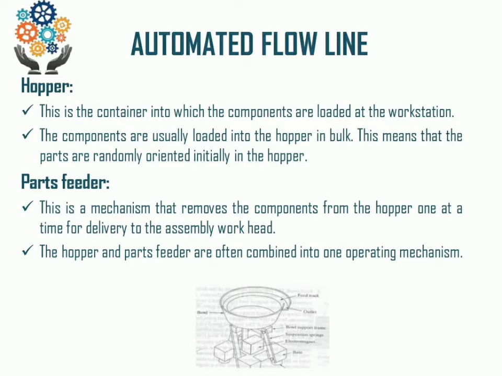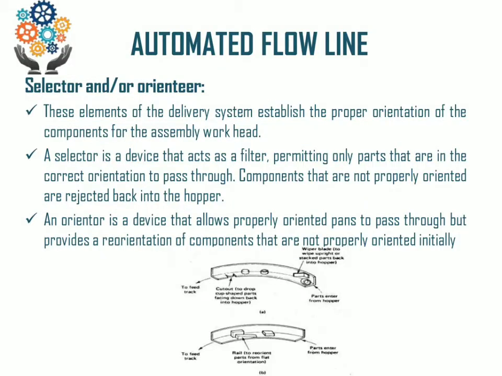Then the selector and the orienter. The function of the selector and the orienter is to select the correct part and remove the parts which have errors or are defective. This element of the delivery system establishes the proper orientation of the component for the assembly workstation. A selector is a device that acts as a filter which removes defective parts out of the automated flow line, and permits only the parts that are in correct orientation to pass towards the assembly or processing workstation. The components that are not properly oriented are rejected back to the hopper. An orienter is a device that allows proper orientation of the part, providing reorientation to a component that is not properly oriented initially. The orientation is required for assembly and packaging purposes, mostly in the manufacturing industry in automated flow lines.